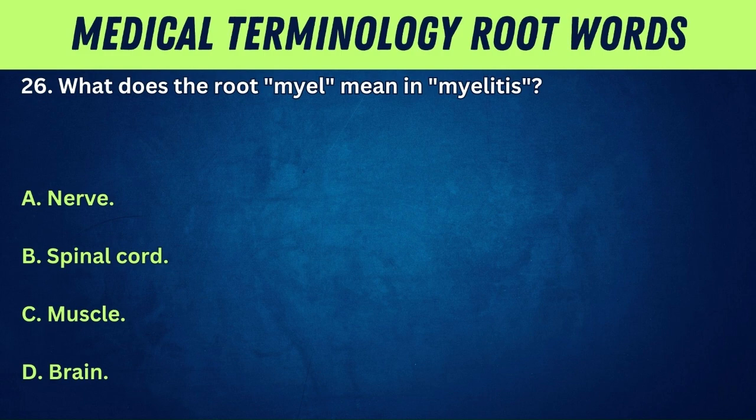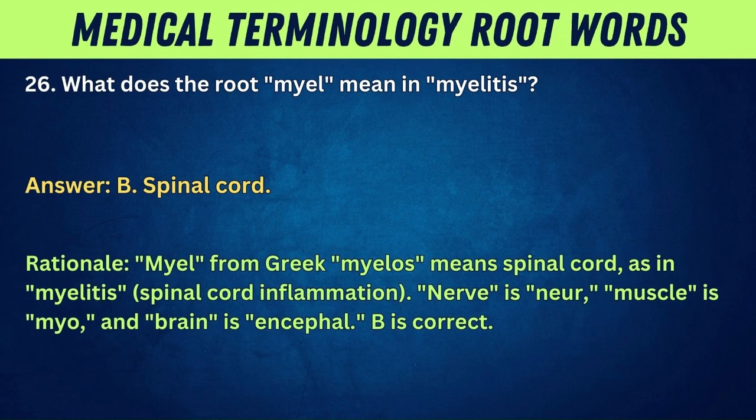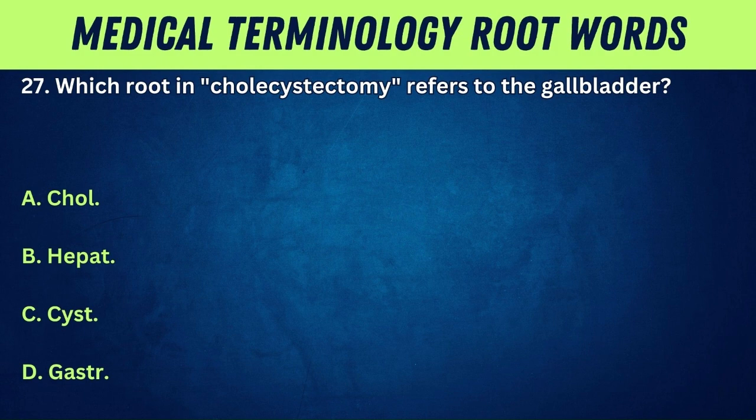26. What does the root myel mean in myelitis? A. Nerve. B. Spinal cord. C. Muscle. D. Brain. Answer: B. Spinal cord. Rationale: myel from Greek myelos means spinal cord, as in myelitis, spinal cord inflammation. Nerve is nor, muscle is myo, and brain is encephal. B is correct.